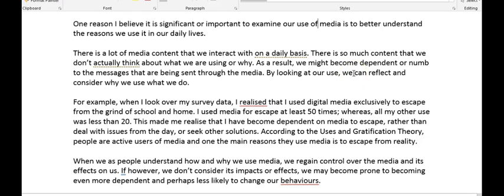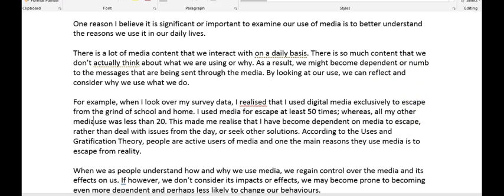And there's a lot of media content that we interact with on a daily basis. There's so much content that we actually don't think about what we are using or why. As a result, we might become dependent or numb to the messages that are being sent through the media. By looking at our use, we can reflect and consider why we use what we do. For example, when I look over my survey data, I realize that I use media or digital media exclusively to escape from the grind of school and home. I use media to escape at least 50 times, whereas all my other media use was less than 20. This made me realize that I become dependent on media to escape rather than deal with issues from the day or seek solutions.